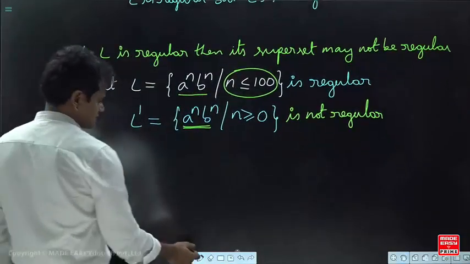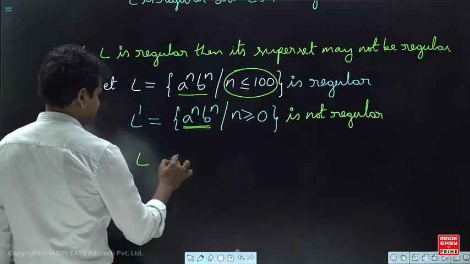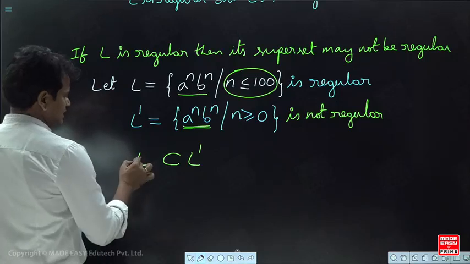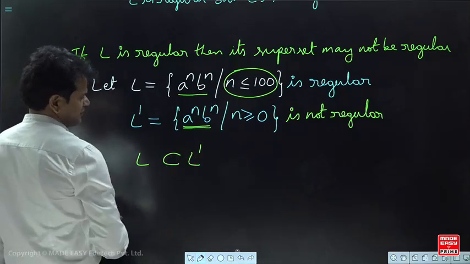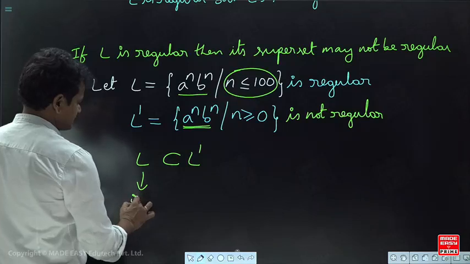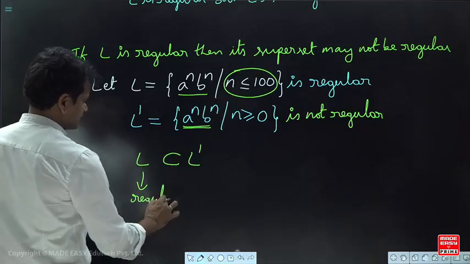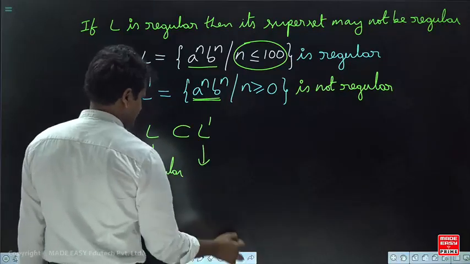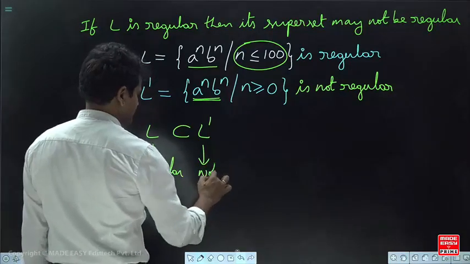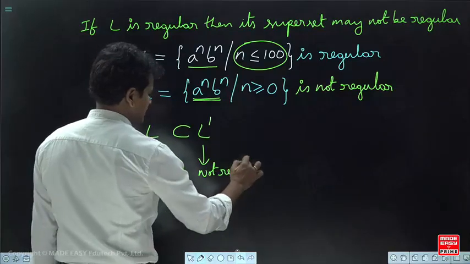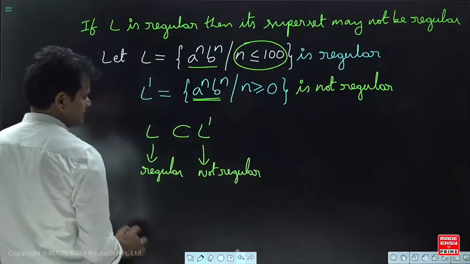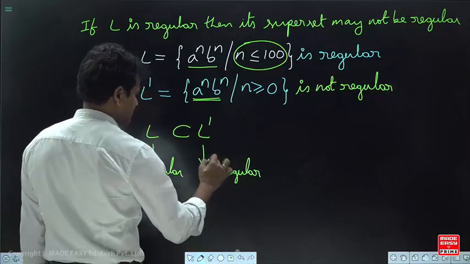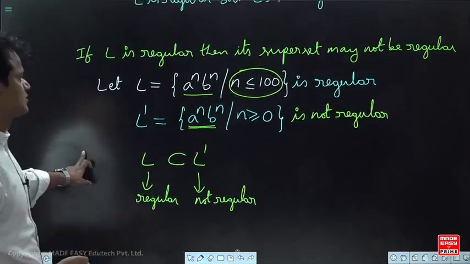Okay. Now guys, listen. Here L is a subset of L dash. So L is the subset, L dash is the superset. L is regular, and its superset L dash is not regular. Do you understand? So if a language is regular, its superset need not be regular. May be regular, may not be regular. So take this one.